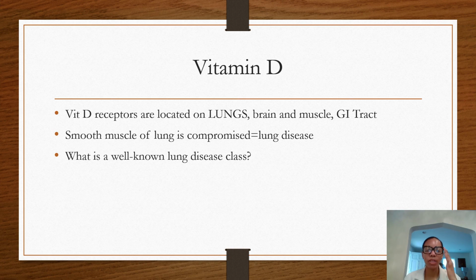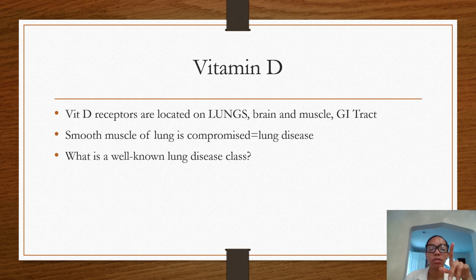Again, continue with vitamin D. Vitamin D receptors are located on the lungs, the brain, the muscle, also in the GI tract, to name a few places. And when smooth muscle of the lung is compromised, that can equate to lung disease, okay? So, what is a well-known lung disease, class? I'm going to ask you right there, if you can tell me. What is a well-known lung disease?